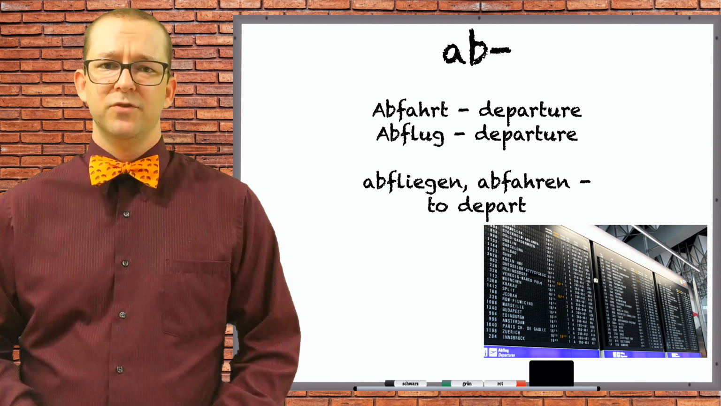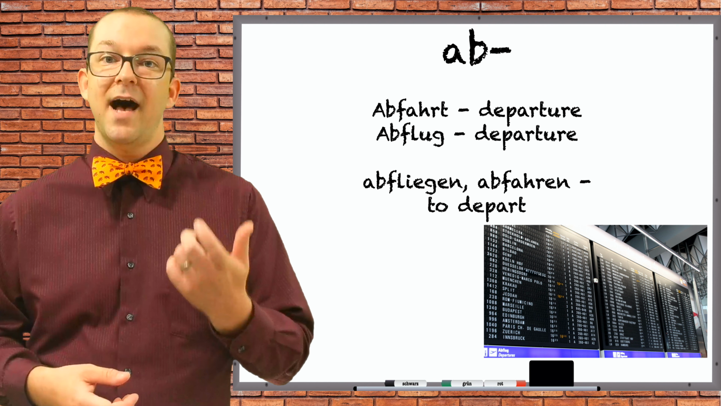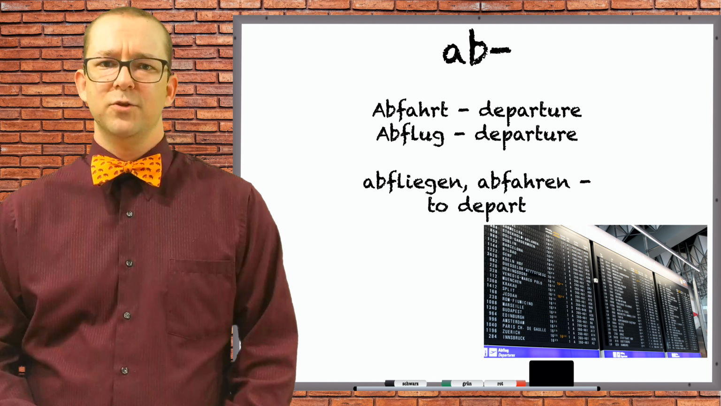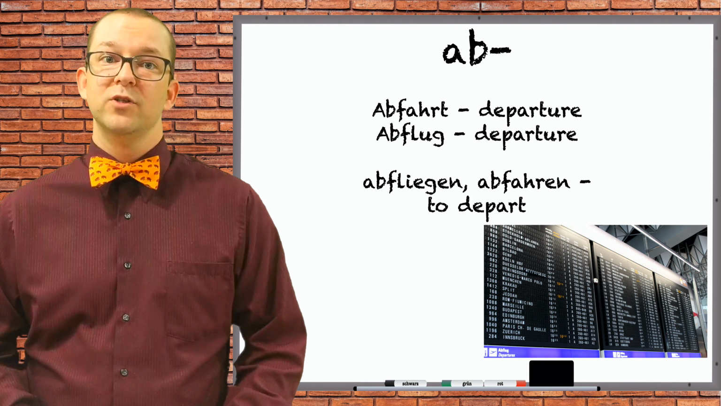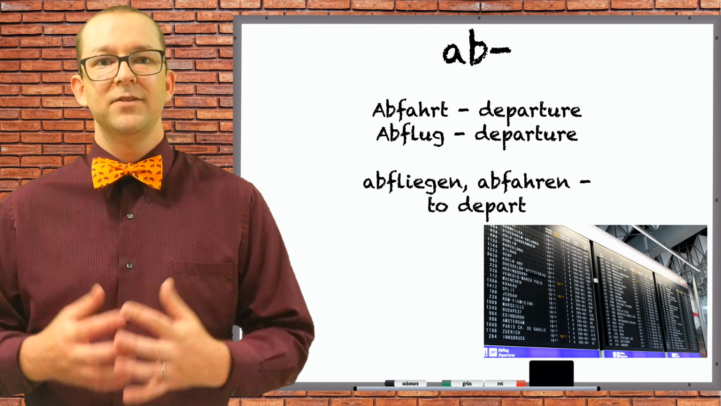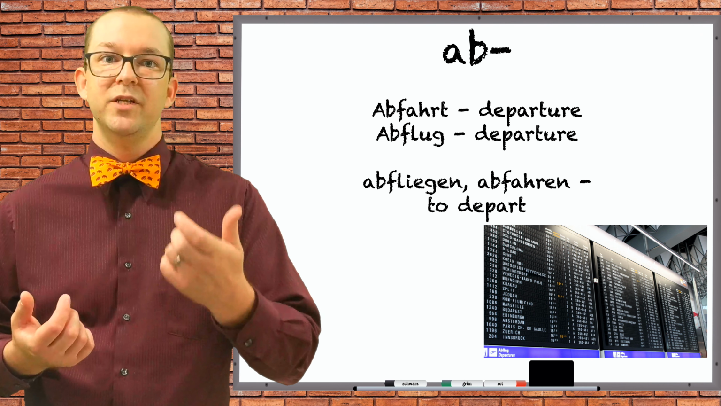A very common use for this prefix would be departures. For example, abfahren and abfliegen. This is the reason that you'll see signs in train stations with the word Abfahrt or in airports with the word Abflug. These are the noun versions of these verbs. They change departing into departure.